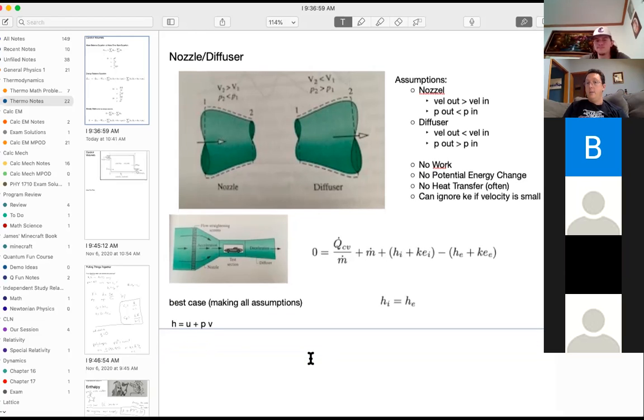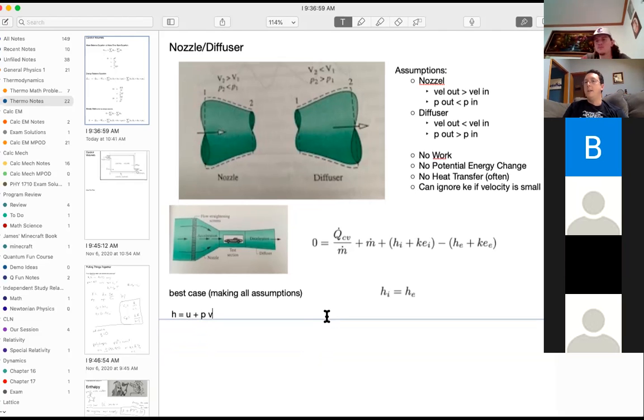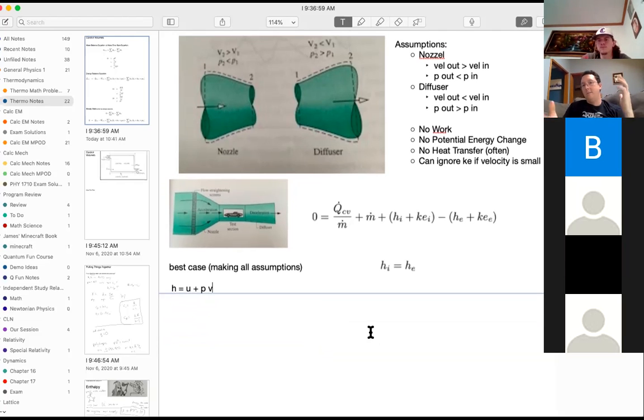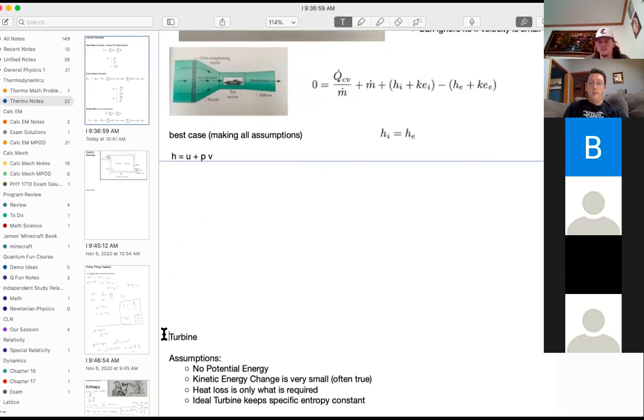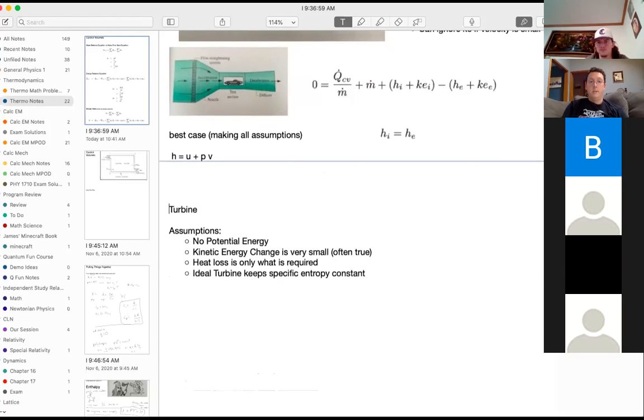Okay, so even though the enthalpy is constant, and frequently you make that assumption that it's constant through a nozzle, that does not mean that nothing's happening. It just means just what I said. Okay. All right. So, turbine.